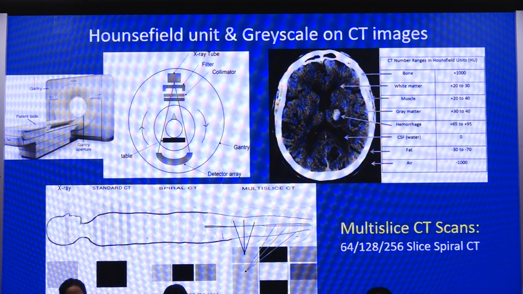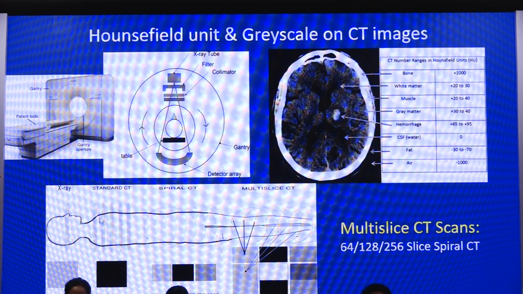Now this is the gantry of the CT scan. A little bit about what you must have heard of, 64 slice, 128 slice. What is that? This is the gantry. These are the detectors. This is the patient lying on a couch, and these are the detectors.